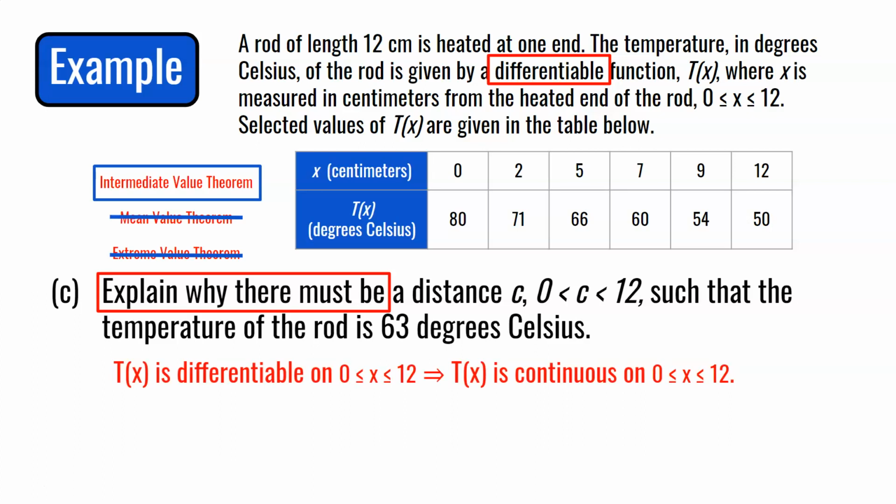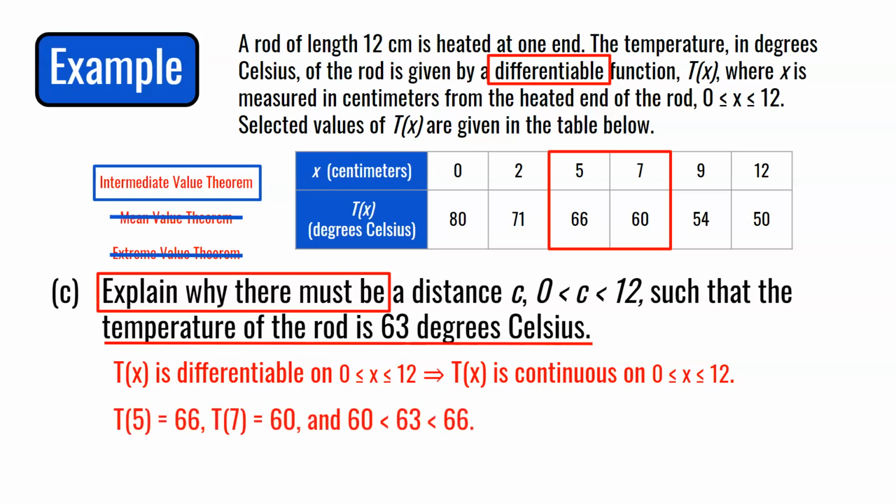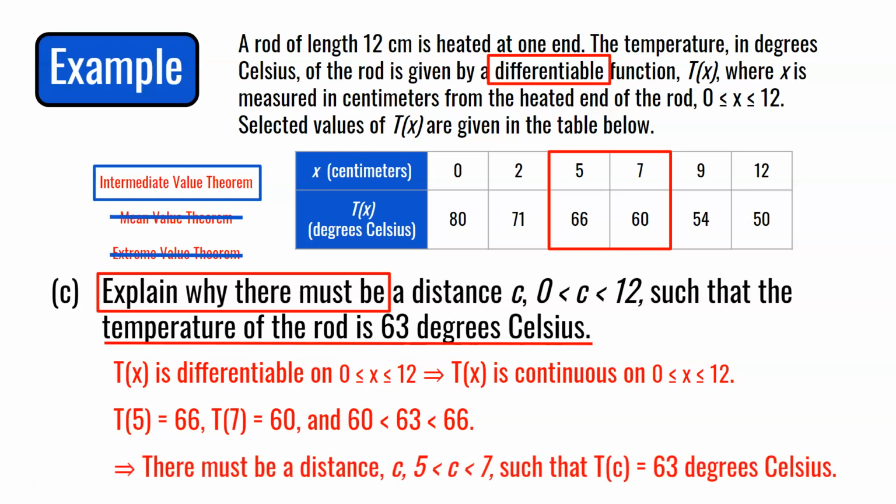The next thing that we're looking for is to make sure that the table of values indicates that the temperature of the rod must be 63 degrees Celsius at some distance between 0 and 12. And so looking at your table of values, what you'll notice is that on the subinterval from 5 to 7, 66 and 60 are the y values, and so 63 must have been achieved at some point in between x equals 5 and x equals 7. And so I'm going to indicate through my answer that because T of 5 is equal to 66, T of 7 is equal to 60, and 63 is between 60 and 66, therefore, there must be a distance c between 5 and 7 such that T of c is equal to 63 degrees Celsius.